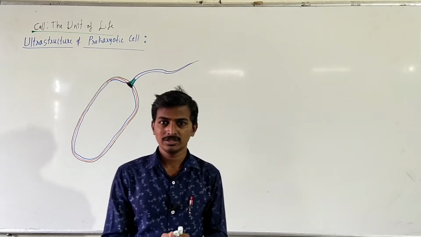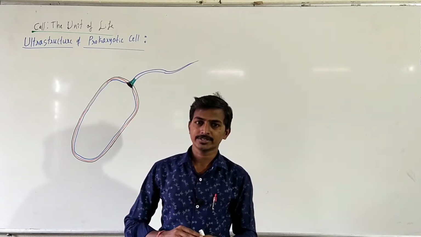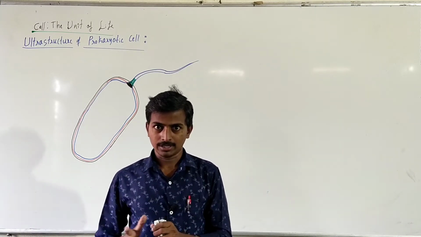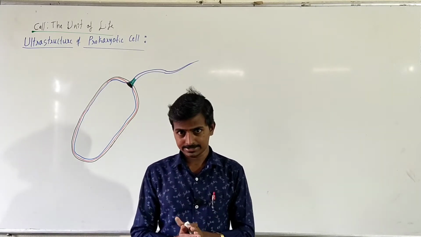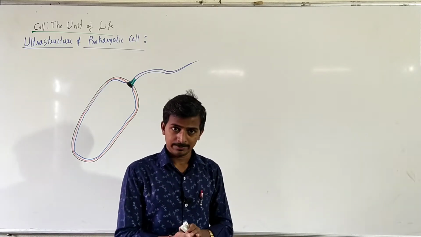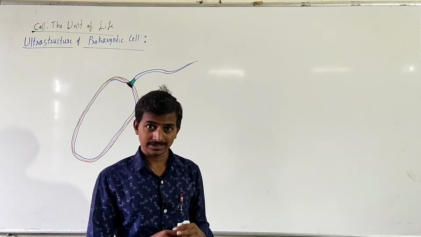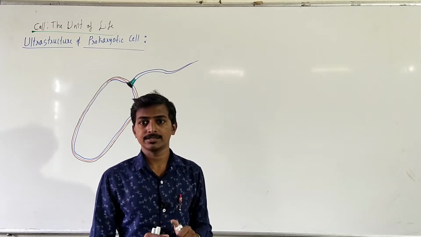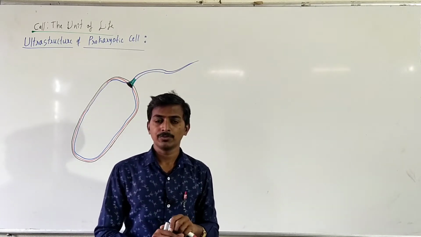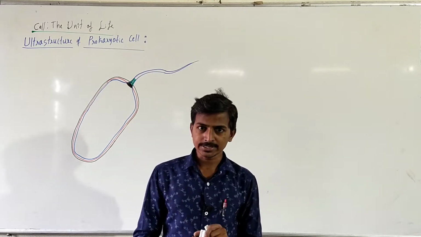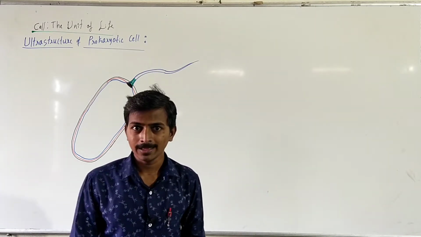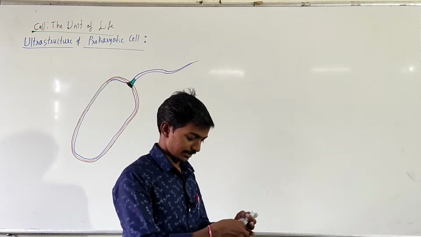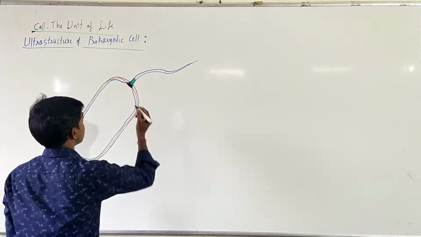Hello my dear students. In the last class we discussed some aspects of the kingdom Monera, that is, the prokaryotic cells. We discussed bacteria, and the types of bacteria based on arrangement, like bacillus, coccus, spirillum, vibrio, like that. In today's class we will discuss the ultrastructure of a prokaryotic cell, that is, a bacterial cell.